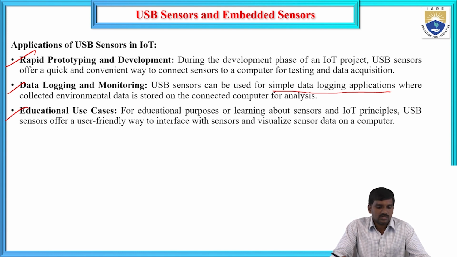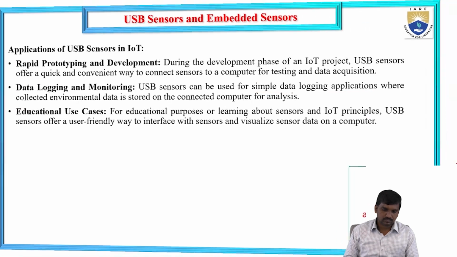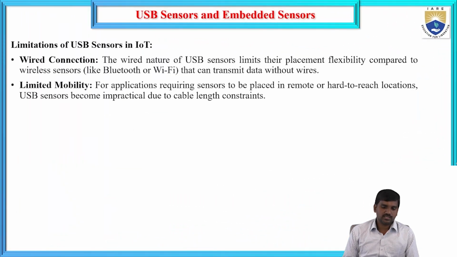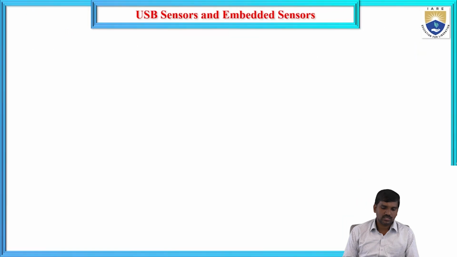And the educational use cases also: in the educational use purpose, or learning about sensors and IoT principles, the USB sensors offer a user-friendly way to interface with the sensors and visualize sensor data on a computer. So these are some real-time example applications of USB sensors in IoT. Then next one, limitations of USB sensors in IoT.